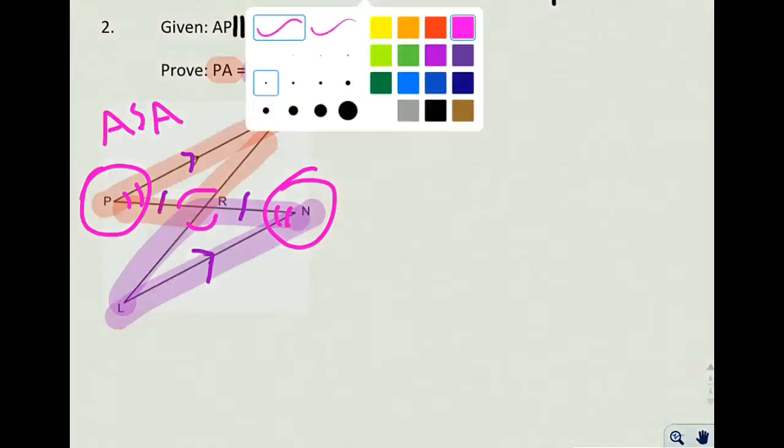Then I would have angle, side, angle, and then with CPCTC I can break apart the red triangle and the purple triangle and get just this side being equal to each other. So let's go ahead and walk through that more formally now.